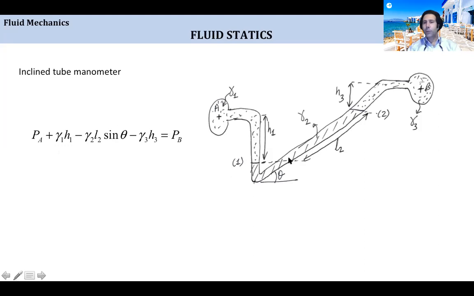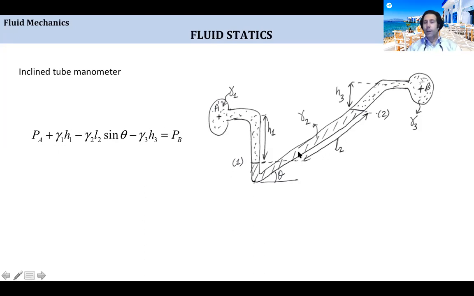Now we want to move to the interface at point two. Okay, at the interface here, since we are moving up, it is going to be negative. So we are adding a negative sign here.